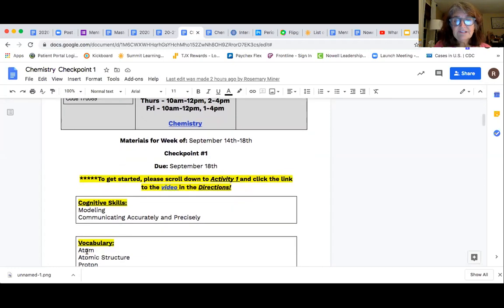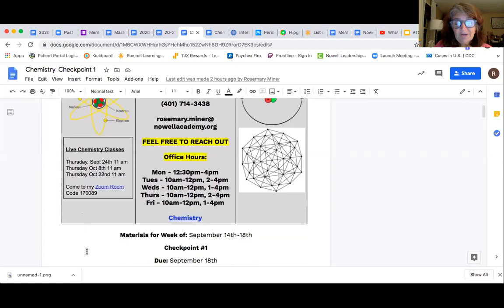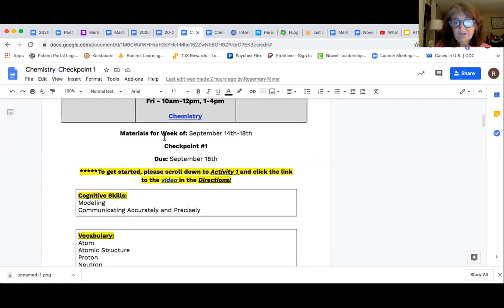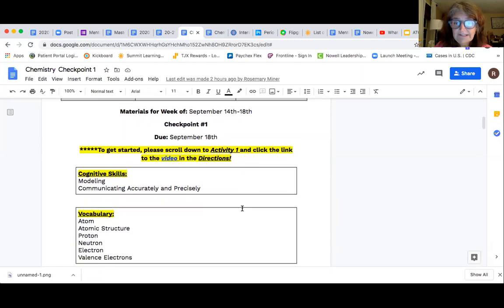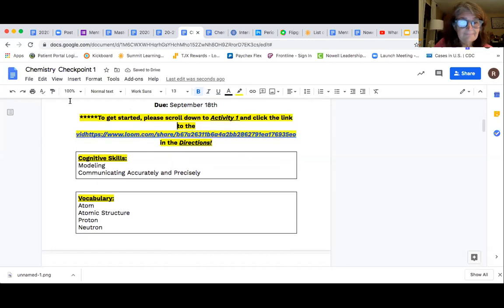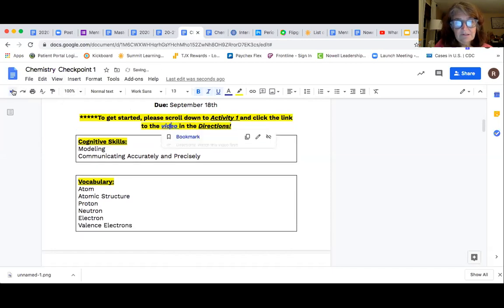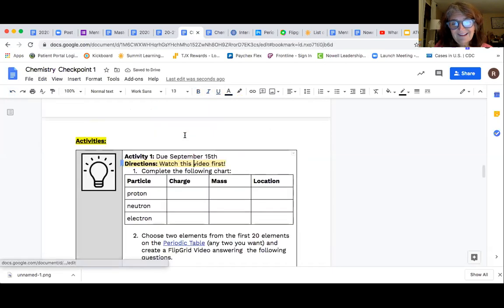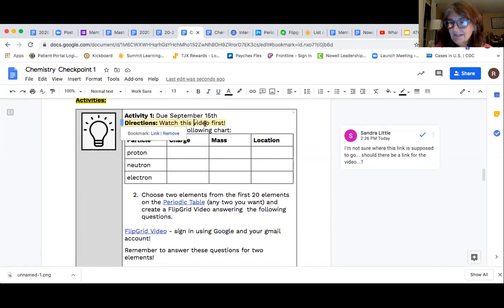So now we're going to scroll down. Every week when you get a checkpoint, it'll be in this same format. These are the materials for the week of September 14th to the 18th, this very week. This is checkpoint number 1. It's due on September 18th, which is Friday. And to really get started, you're going to scroll down to activity 1 and click on the link to the video, okay? And I've also bookmarked it here for you. Oopsie daisy. I don't know, that's not going well. So let's not, oh, there's the bookmark. Click on the bookmark, and here's where you click on the video, okay?